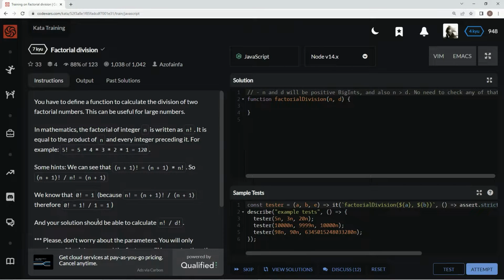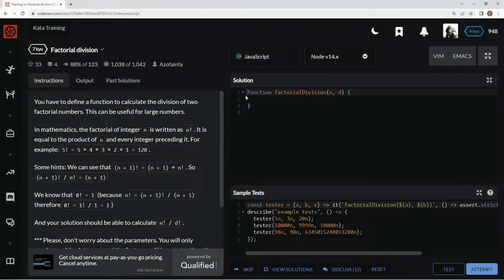All right, cool. And our solution should be able to calculate n factorial divided by d factorial, which will basically be like just n factorial down to d, because we can just cut the rest off. So back over here, n and d will be positive BigInts, and also n is greater than d. No need to check any of that. Gotcha. So take care of this, get that out of here.